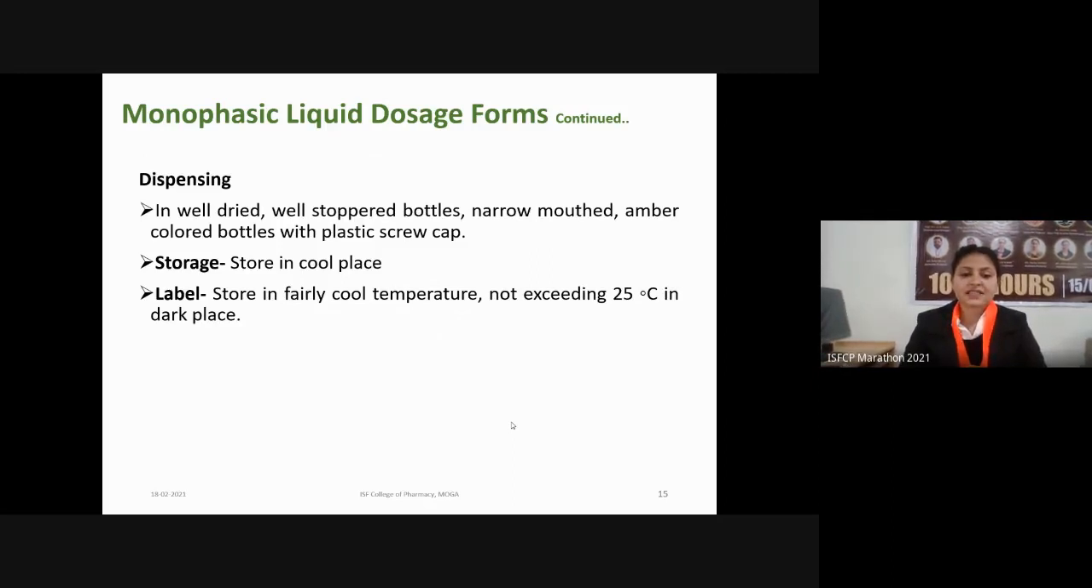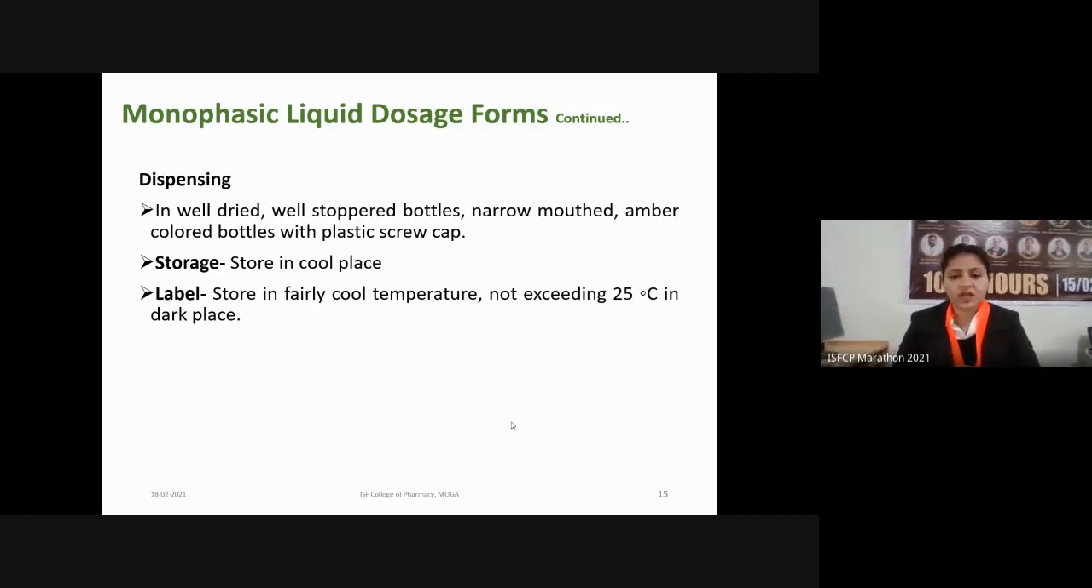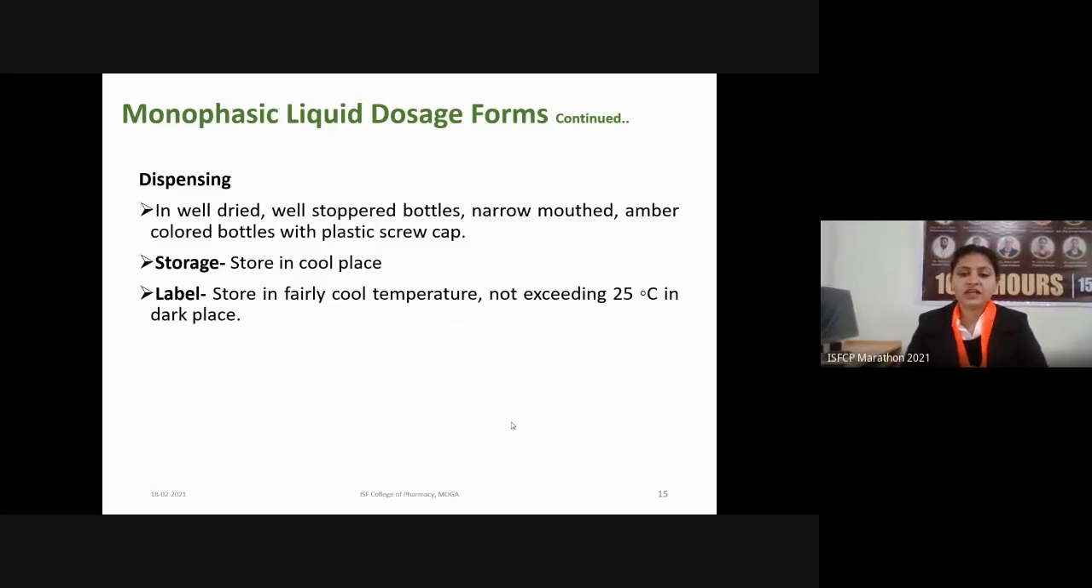Next is the label. After dispensing and storing it properly, the label is an essential part of a dispensing system. On the label, it should be written that it should be stored at a fairly cool temperature, which means the temperature should not exceed 25 degrees Celsius, and it should also be kept in dark places. These conditions should be specified on the label so that a person can follow them, and the shelf life of the syrup can be achieved.